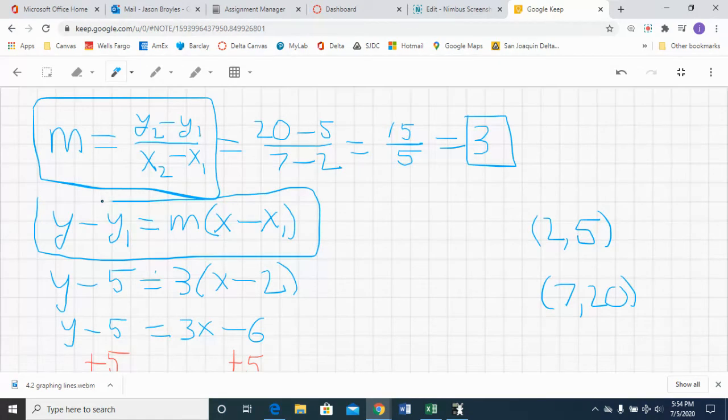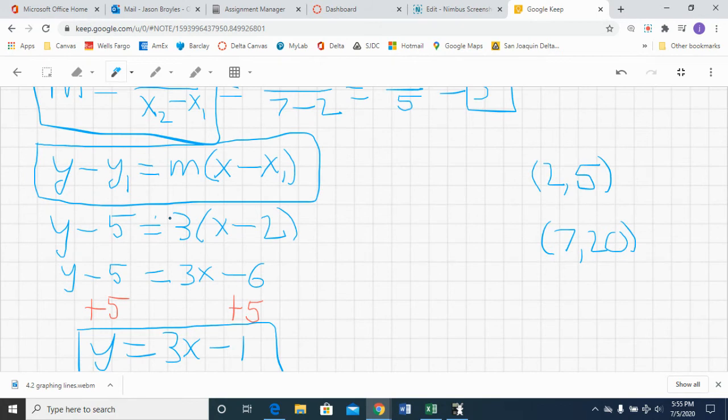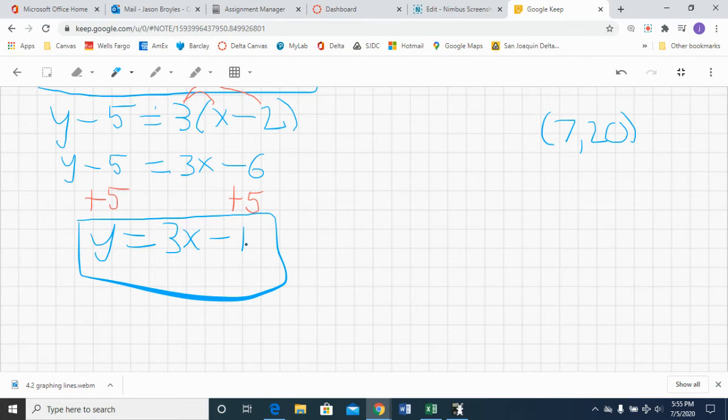So now that I have the slope, I'm going to plug in the information I have to get the equation. y just stays as y. y1 again is the 5 from right here. The m I just found, that's 3. x stays as x, and the x1 is the number 2 right here. So I plugged all those numbers in: y minus 5 equals 3 times x minus 2. In this step, I'm distributing the 3. The 3 is getting multiplied by x, and the 3 is getting multiplied by 2. So I get y minus 5 equals 3x minus 6. I added 5 to both sides, and that gives me y equals 3x minus 1.